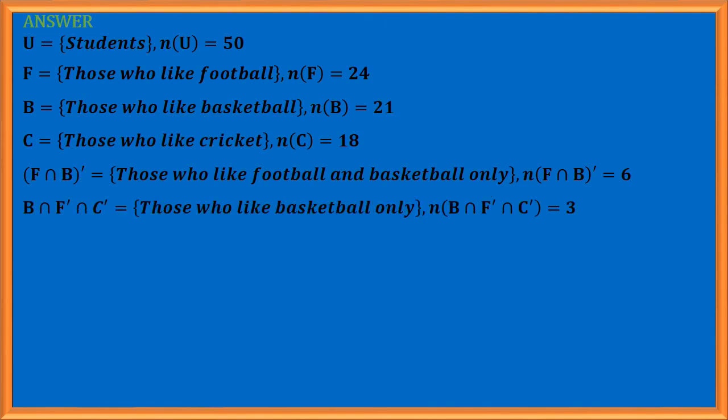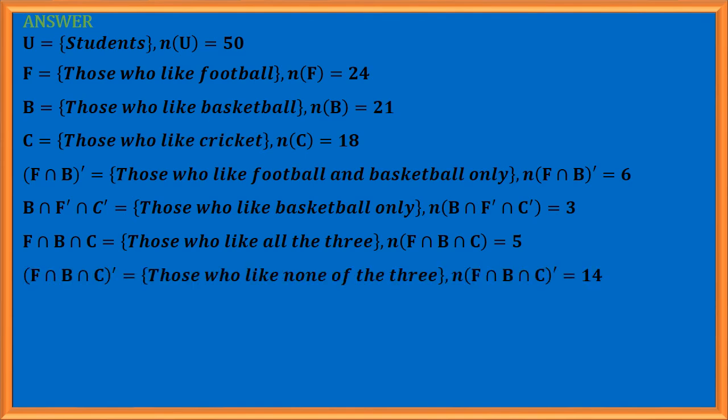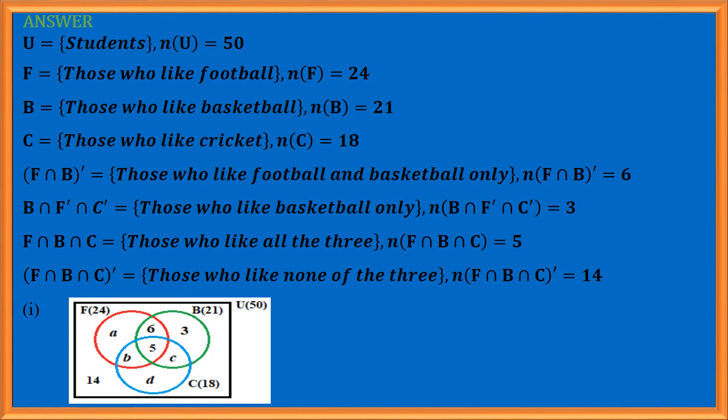Those who like only basketball will be 3. Those who like all the 3 games will be 5. Then those who like none of the 3 games will be 14. So representing that on a Venn diagram, we have this, and this represents the Venn diagram.